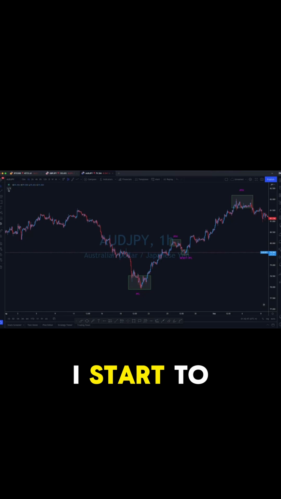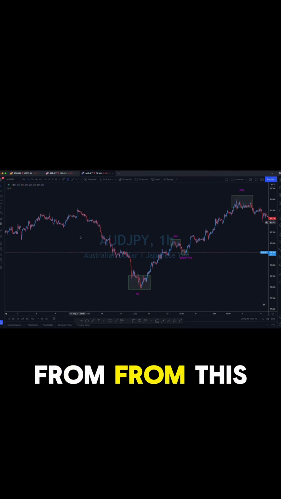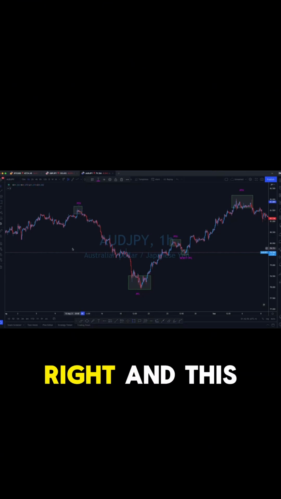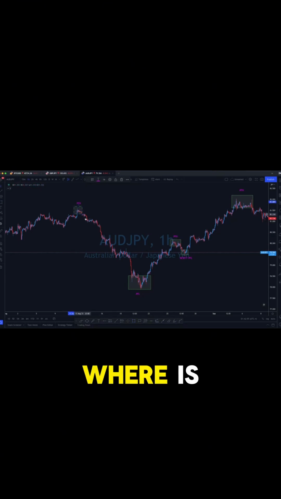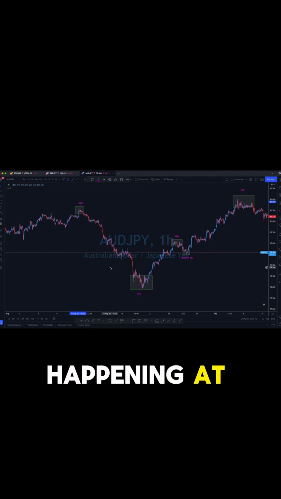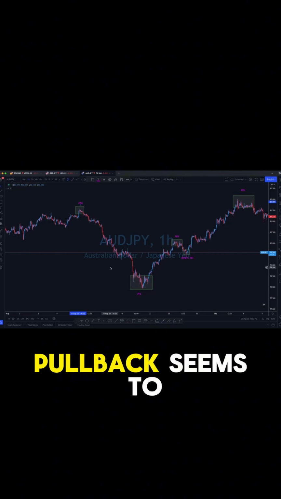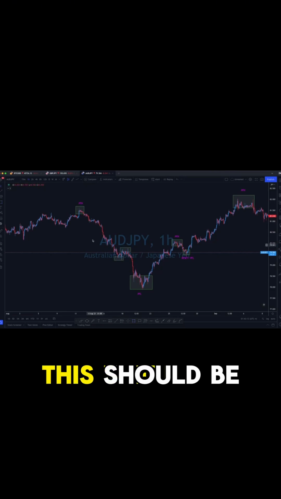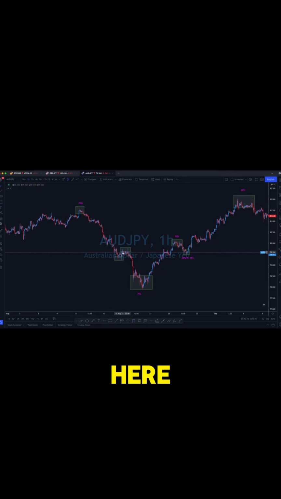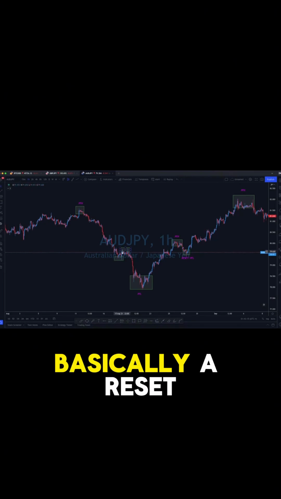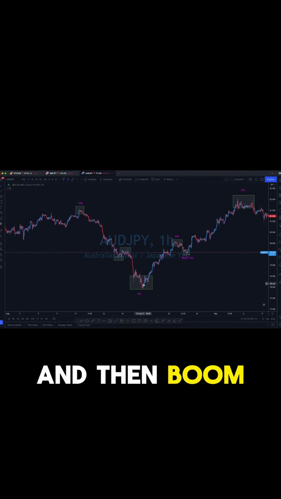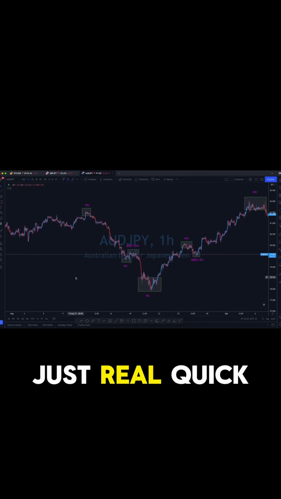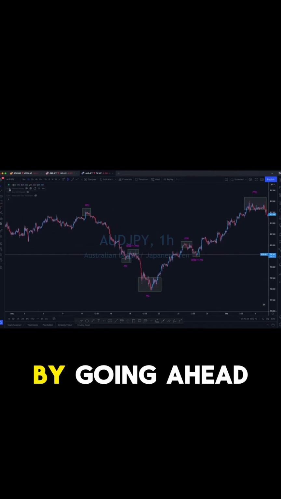So again, I start to look at, okay, from this top here, if this is going to be peak formation high, right, and this is our low, where is the biggest pullback happening at? Well, if I look, the biggest pullback seems to be right here, this area. So if this is correct, this should be basically 1 cycle here, a pullback, basically a reset, and then boom, another full cycle.